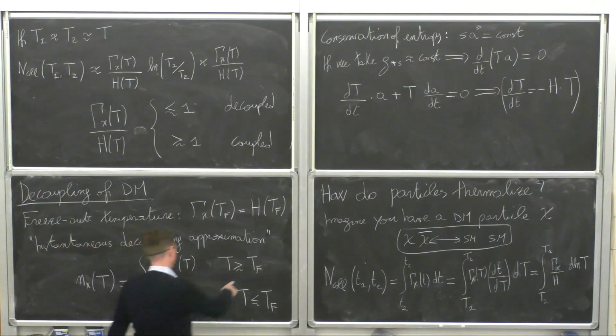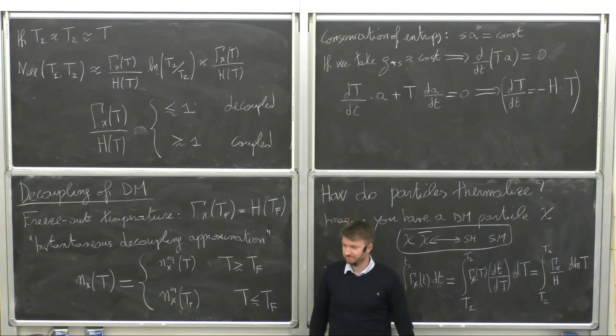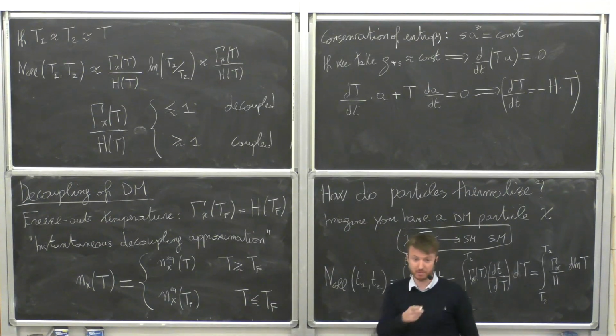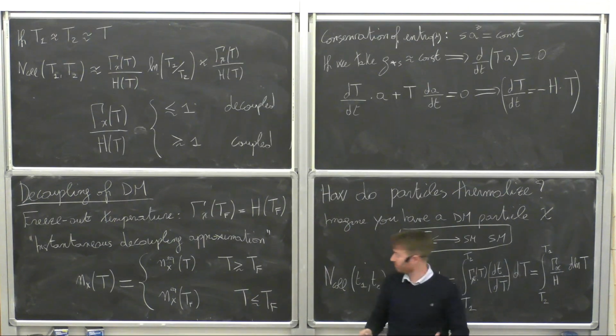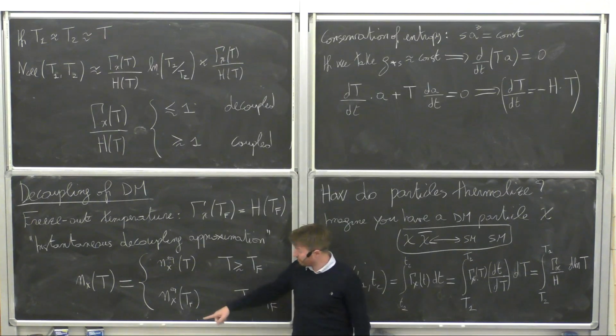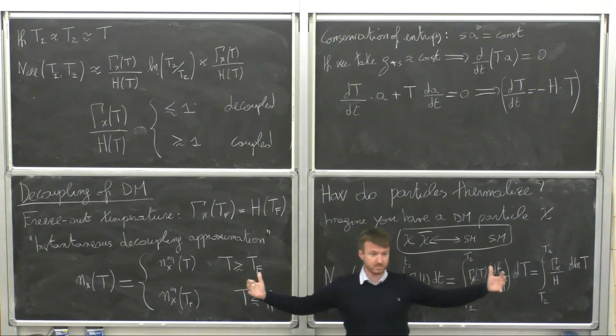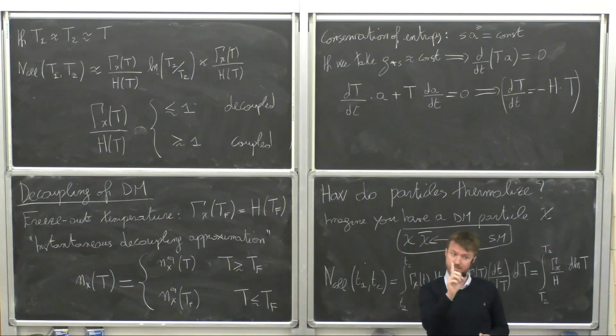Well, above freeze out is equilibrium, below freeze out doesn't change. What is missing? I'm forgetting something very, very important. The expansion of the universe, very good. So this is not correct because even after freeze out, the number density is changing. The universe is getting bigger. The number density is being diluted. Number density, which will motivate the introduction of the comoving number density.